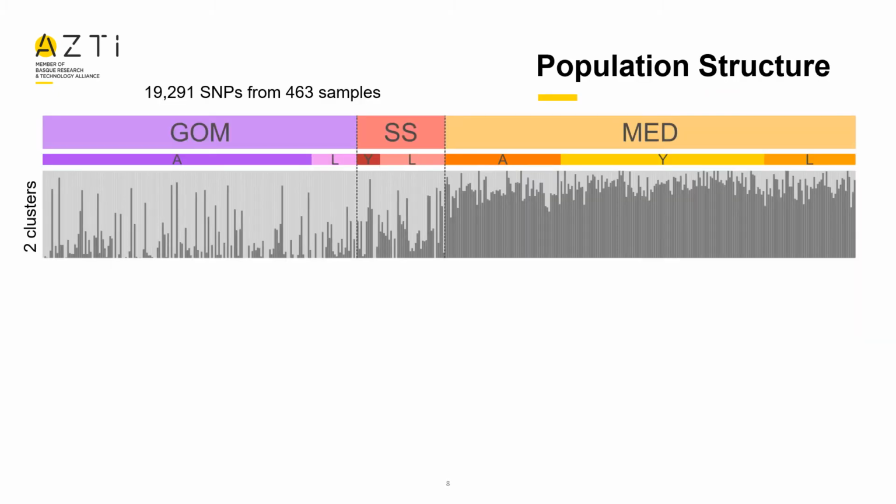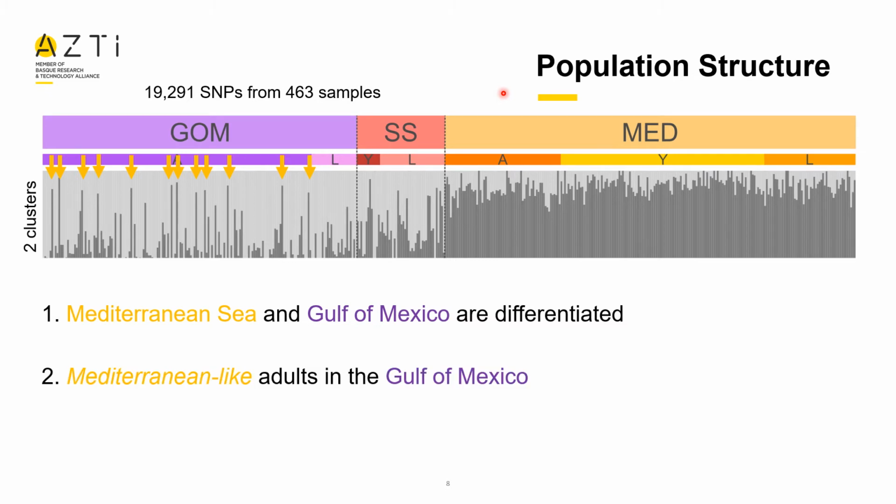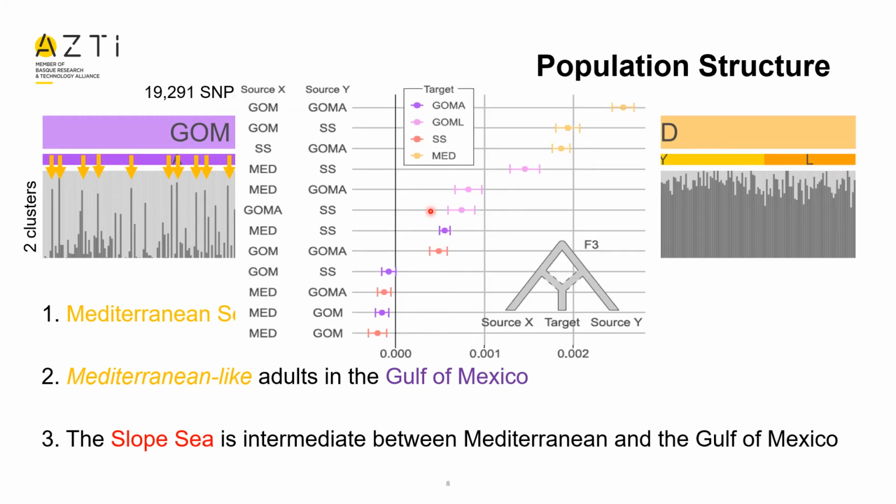We found two different genetic clusters, which generally correspond to the Mediterranean Sea and the Gulf of Mexico, which are genetically differentiated. However, we also found some adult individuals captured in the Gulf of Mexico that had a Mediterranean-like genetic profile. These are immigrants from the Mediterranean Sea. Also, the Slope Sea, represented only by larvae and young of the year, had an intermediate and heterogeneous genetic profile. Indeed, further testing for admixture between group pairs demonstrates that the Slope Sea is admixed between Mediterranean and Gulf of Mexico populations. These values here.